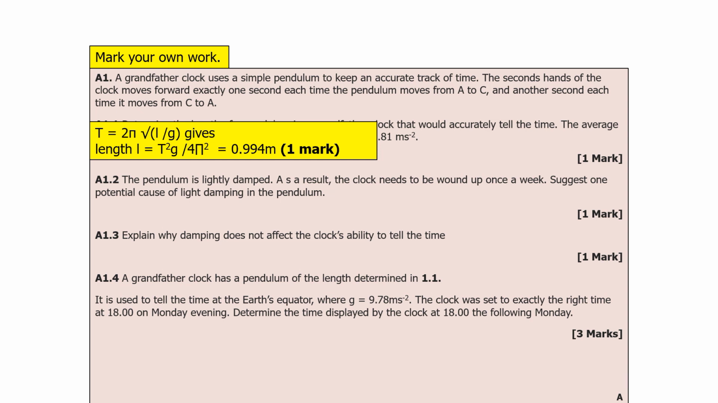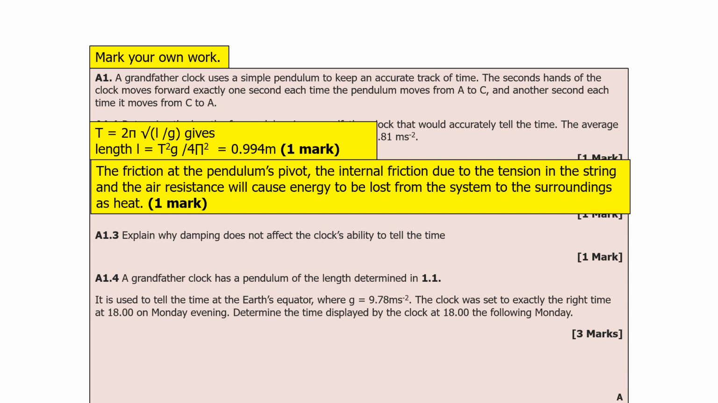Now, because it's lightly damped, what's causing work to be done against the motion, and causing energy to be dissipated to the surroundings? Well, it could be friction at the pendulum pivot.